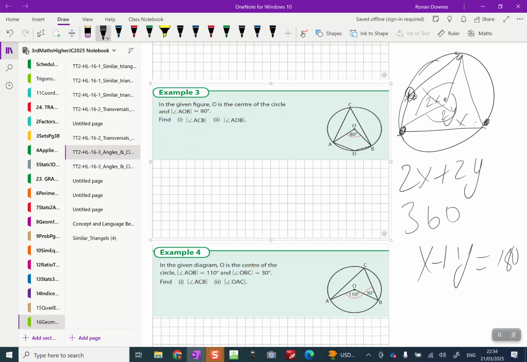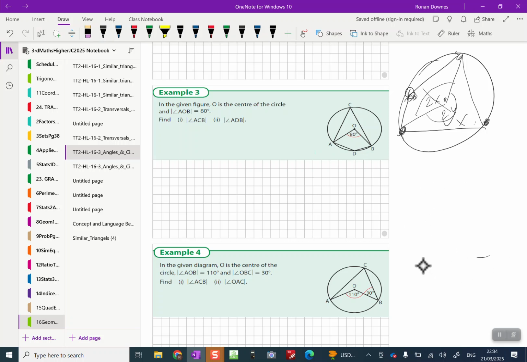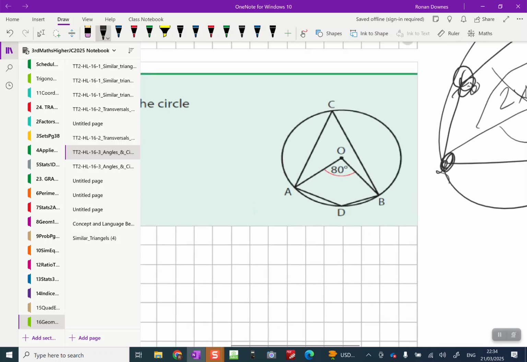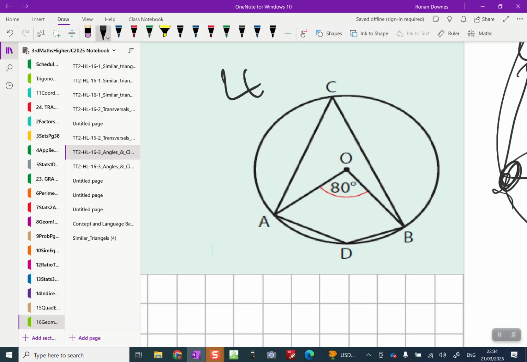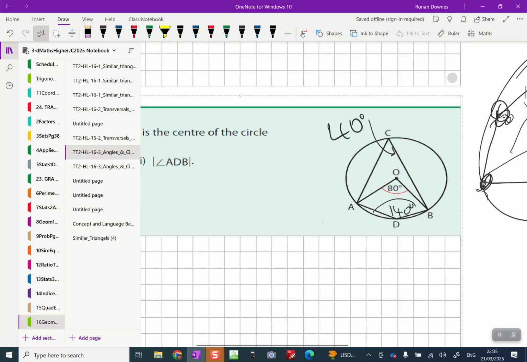So opposite angles to this. So I think that's what this would be about. Let's get stuck in and see. Opposite angles in a cyclic quadrilateral sum to 180. So let's see what we've got. We got 80 here, so I better blow this up a bit so we can see what I'm saying. I got 40 degrees here. And if I have 40 degrees there, I have 140 degrees here. And let's go take a look at what they want.